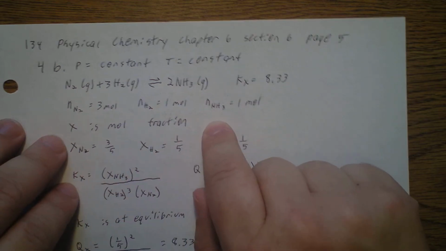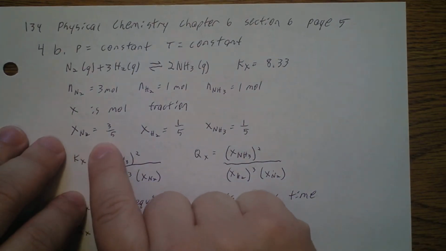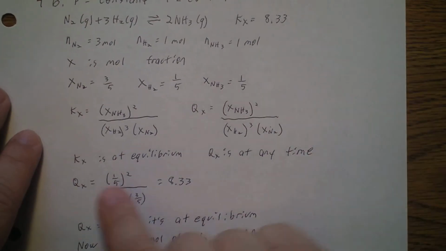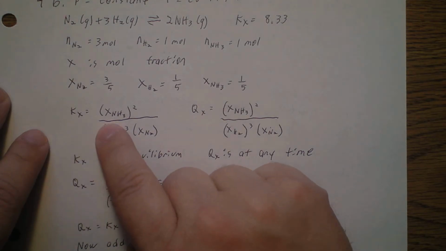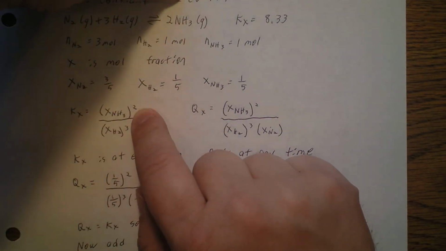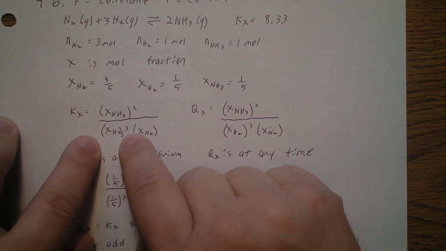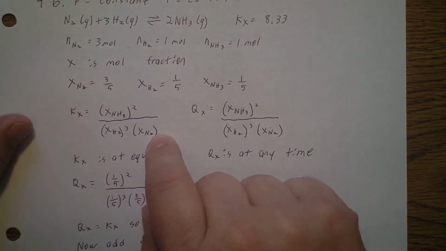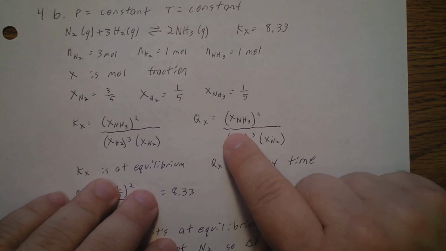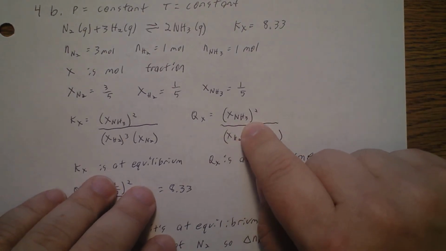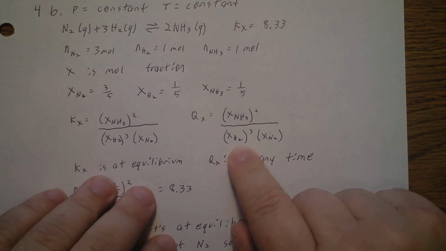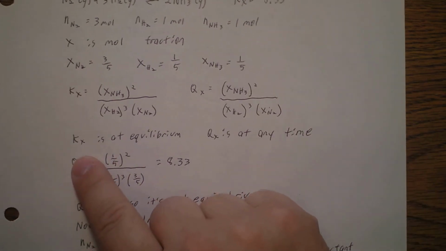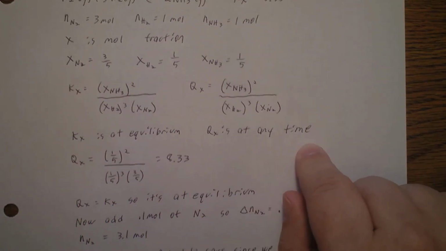Excuse me. X is the mole fraction. So the mole fraction of N2 is 3/5. The mole fraction of H2 is 1/5. The mole fraction of ammonia is 1/5. Now Kx, remember, is the mole fraction of the ammonia to the second power divided by the mole fraction of the hydrogen to the third power times the mole fraction of the nitrogen to the first power. Qx is also the same thing. The mole fraction of ammonia to the second power divided by the mole fraction of the hydrogen to the third power times the mole fraction of the nitrogen to the first power. Just remember that Kx is at equilibrium and Qx means any time.